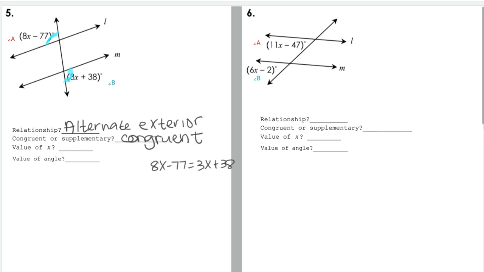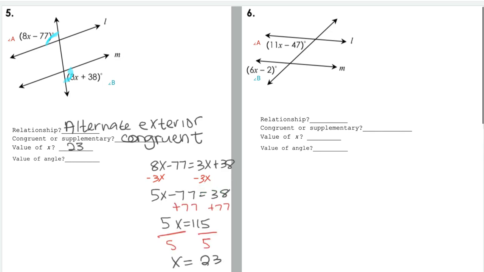And now when I have variables on both sides, I want to cancel out one of the x's. That way I can have the x on one side and the constants on the other. So I'm going to go ahead and subtract the 3x to keep it positive. So 8x minus 3x would give us 5x minus 77 equals 38. And now we just have a two-step equation to solve. And we're going to get that x is equal to 23.